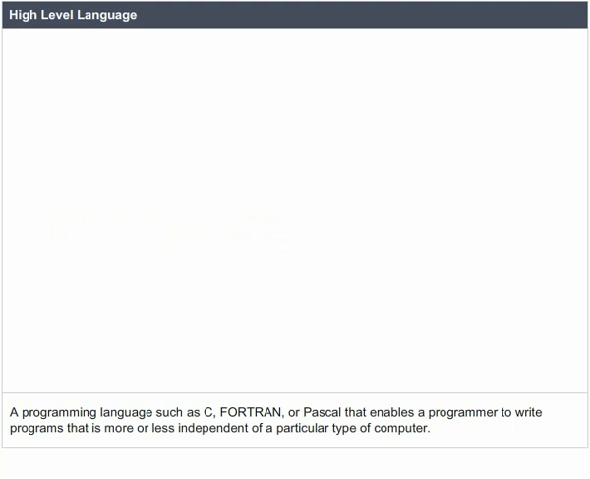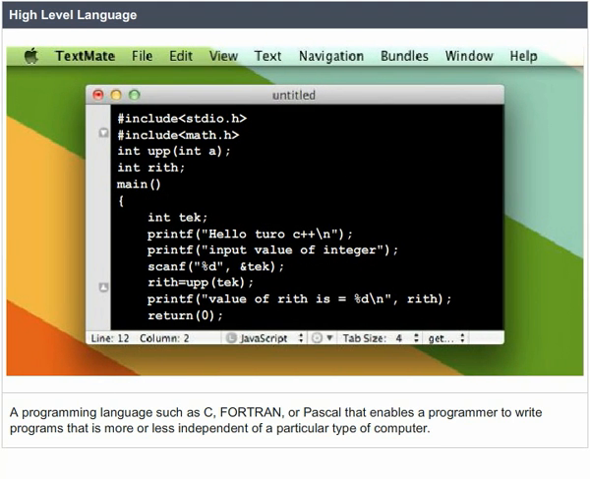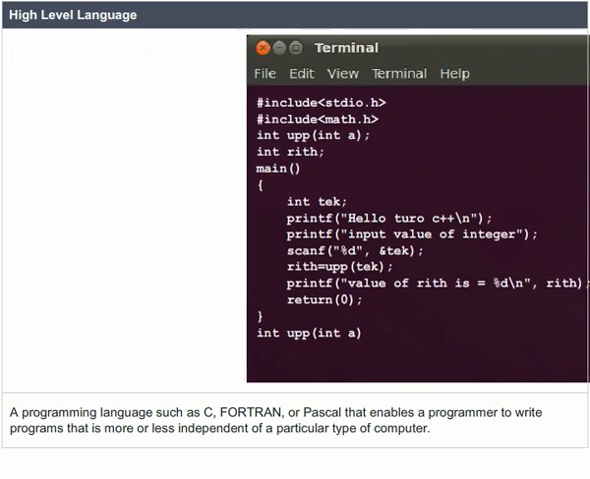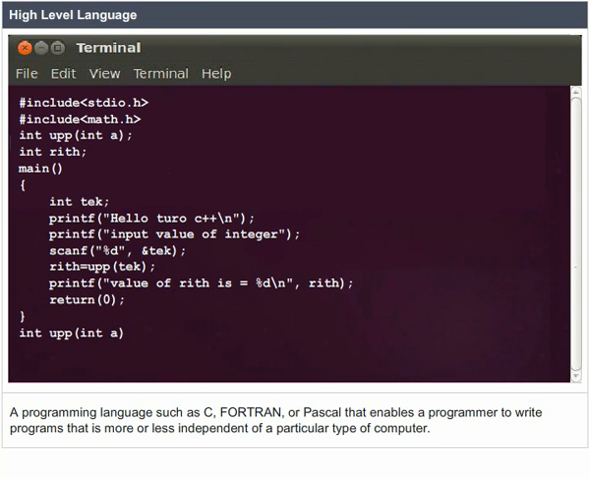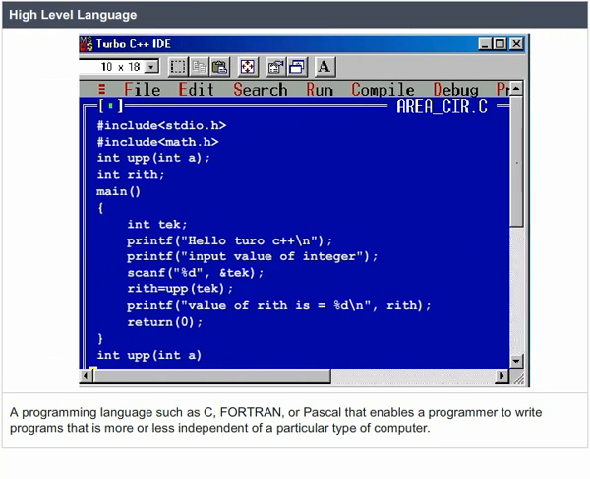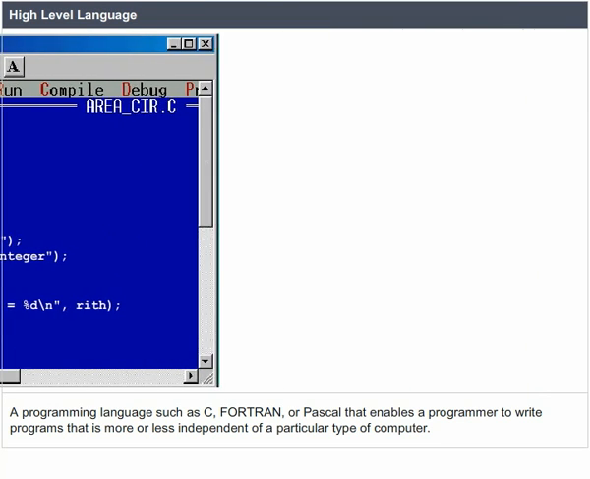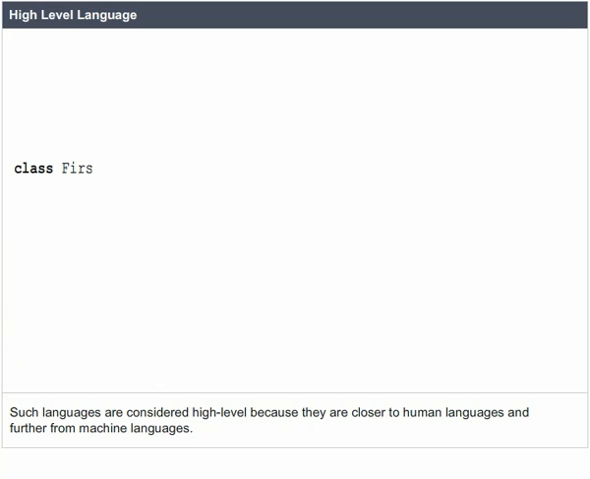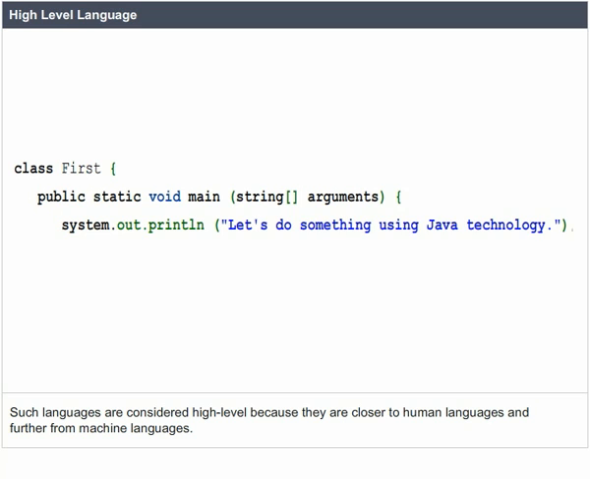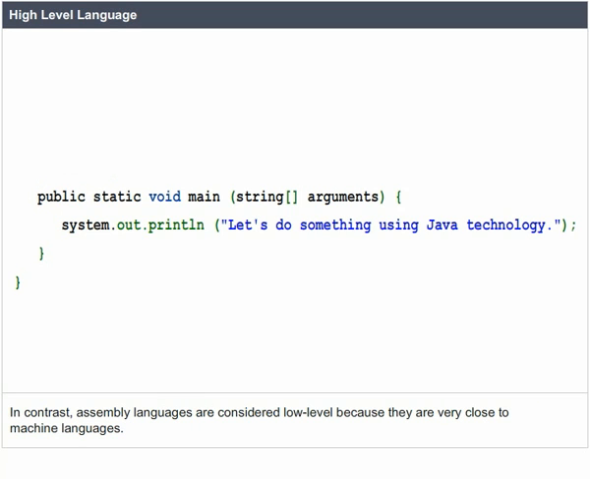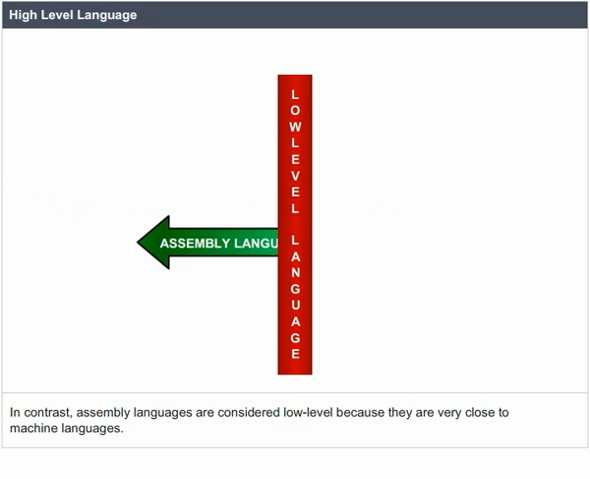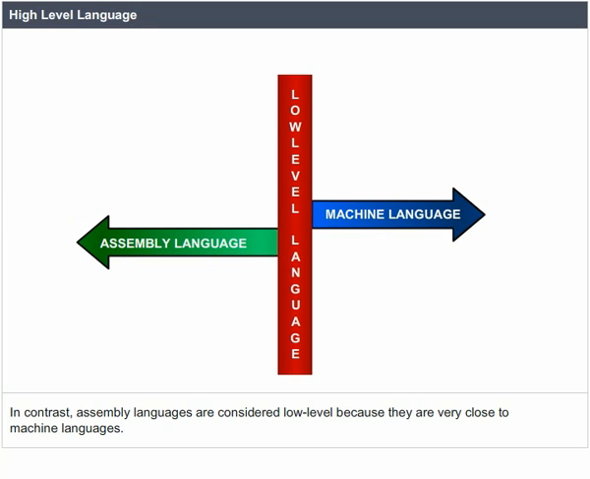A programming language such as C, Fortran or Pascal enables a programmer to write programs that are more or less independent of a particular type of computer. Such languages are considered high-level because they are closer to human languages and further from machine languages. In contrast, assembly languages are considered low-level because they are very close to machine languages.